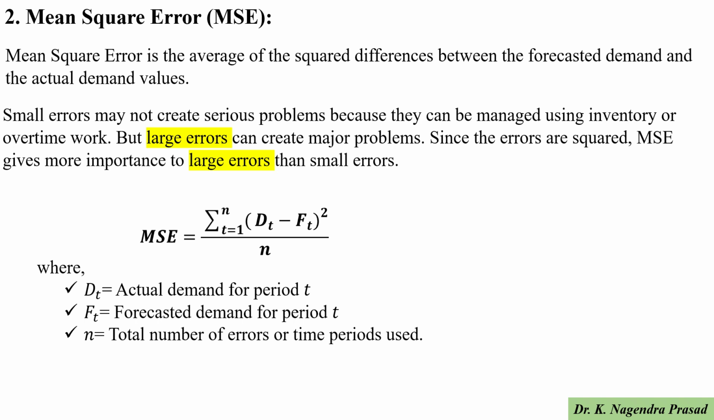So MSE, mean squared error, equal to the summation of t equal to 1 to n, D_t minus F_t whole square, divided by n, where D_t is the actual demand for period t and F_t is the forecasted demand for period t, and n equal to the total number of errors or time periods we are using.